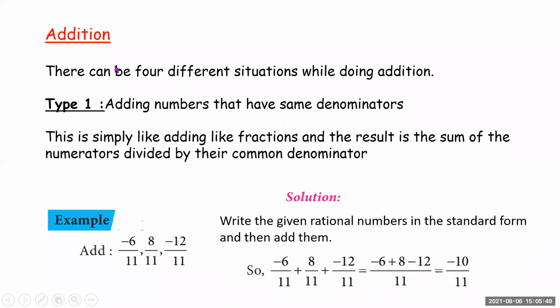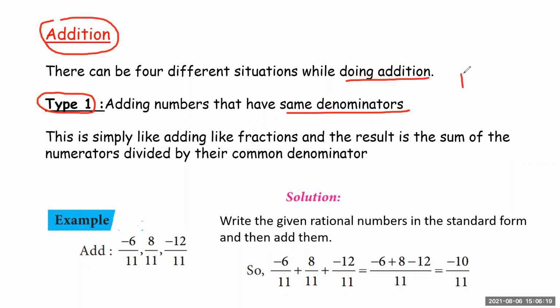So if we look at the basic operations, the first arithmetic operation is addition. Under addition, there are 4 different types of situations for doing additions. Type 1, the first scenario, is adding numbers that have the same denominators.